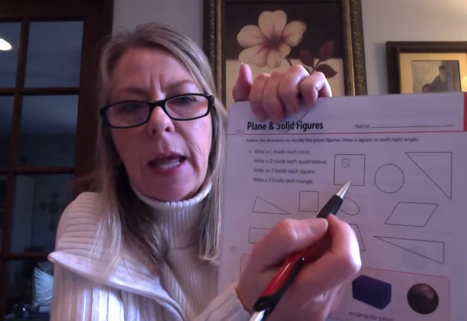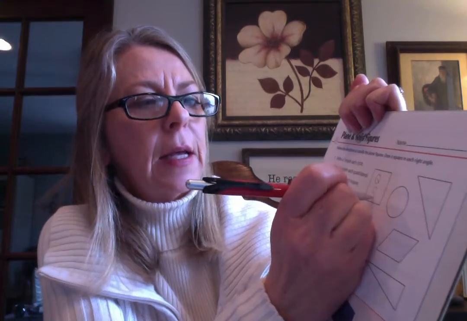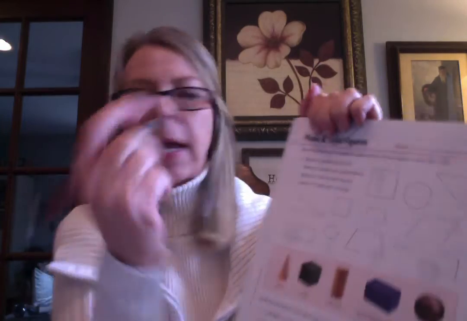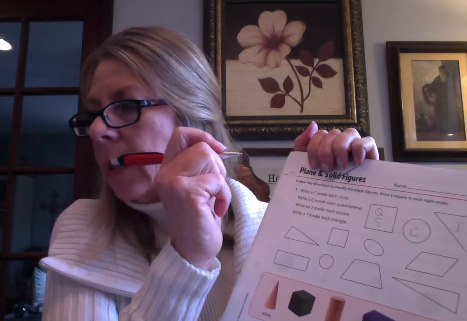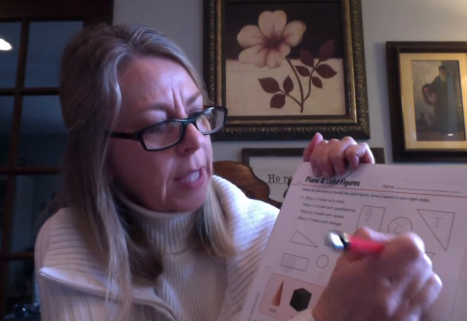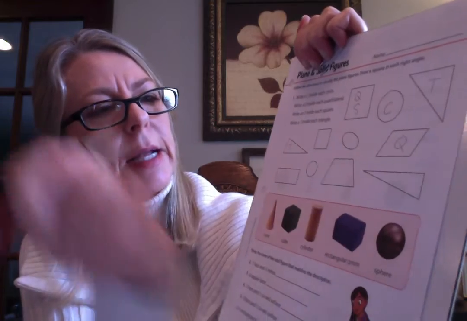Okay, so when we label these, this one is a quadrilateral because it has four sides and four angles, but we can also label this as a square because each of the sides are equal, right? Okay, so this one, definitely a circle, okay? This one is definitely a triangle, okay? This one is a quadrilateral because it has four sides and four angles, okay? This one is definitely a triangle. I can see it has three sides.